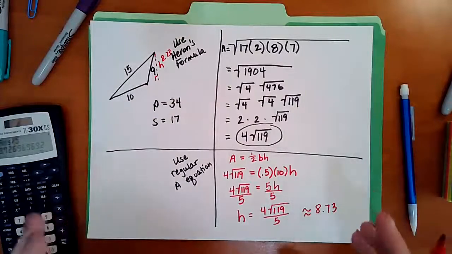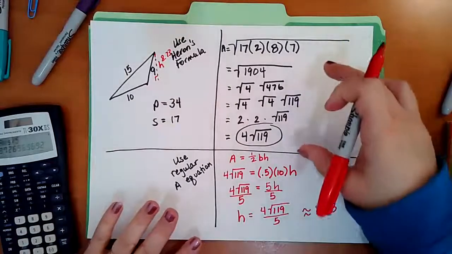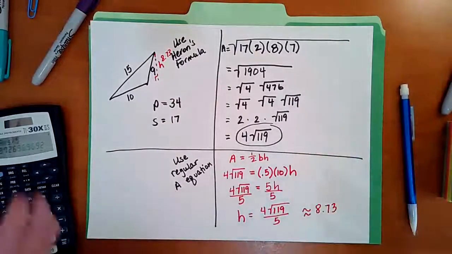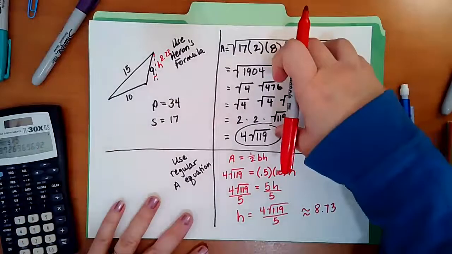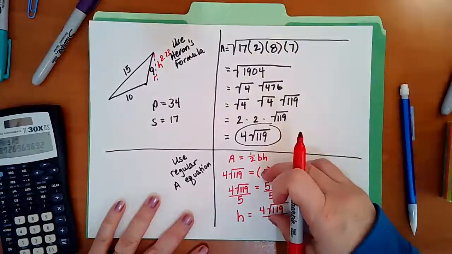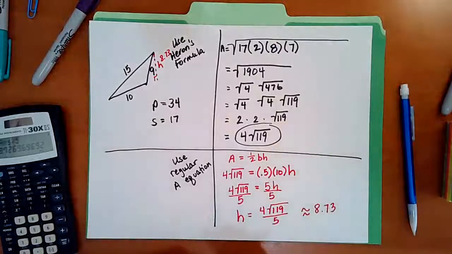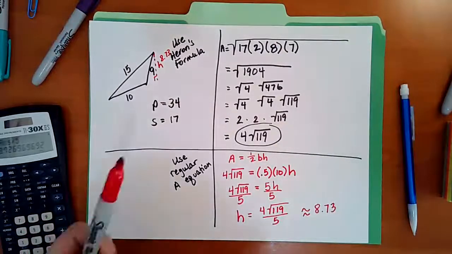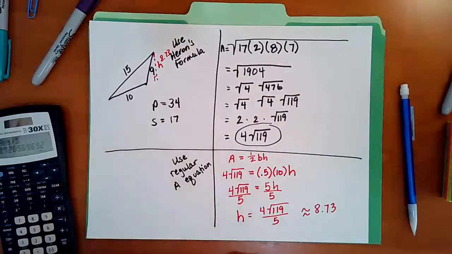So that is a very good example of a very complicated problem. But you see that it's really not, there aren't really many steps. It's use Heron's formula and then plug that answer into the regular equation. That is how you go about figuring out the height of a triangle using Heron's formula. I hope that makes sense.